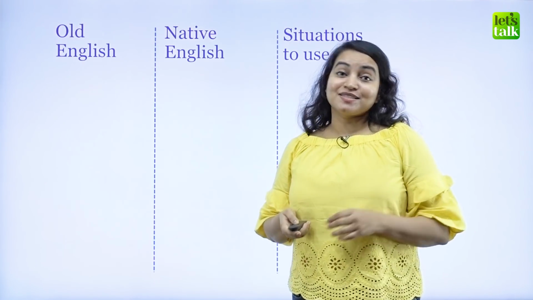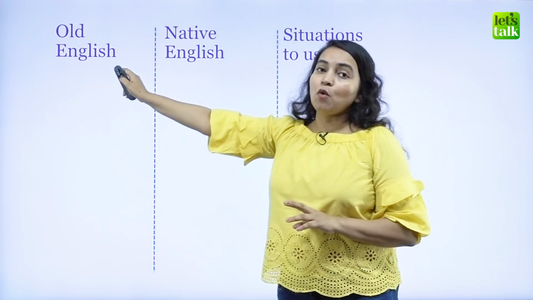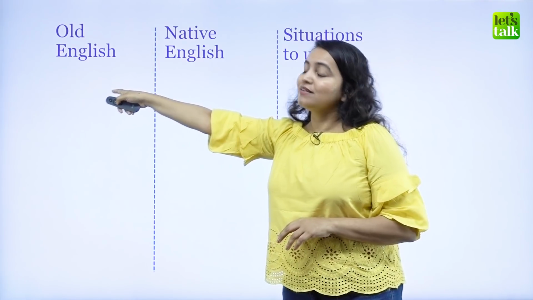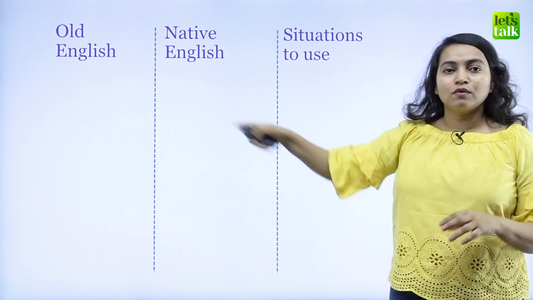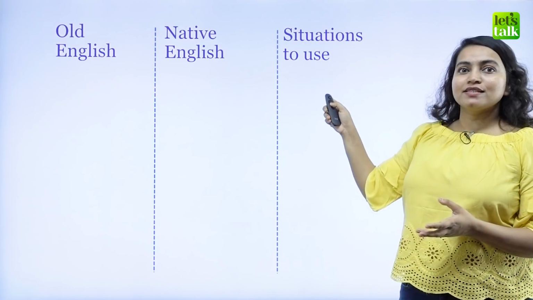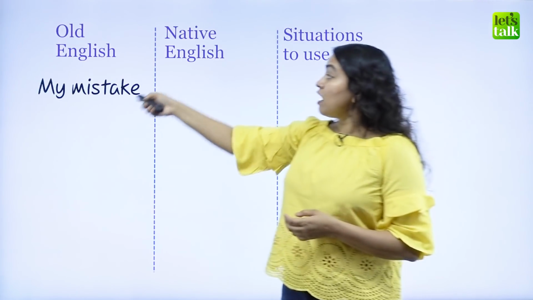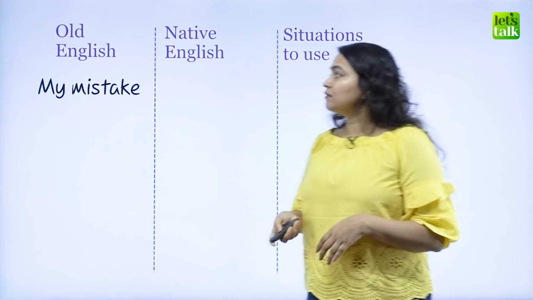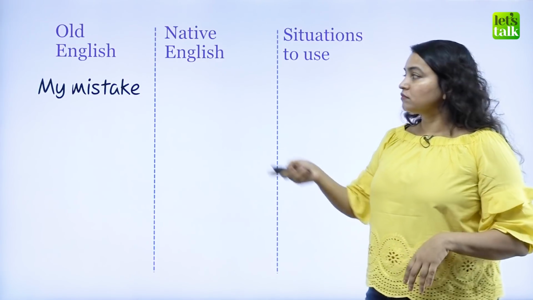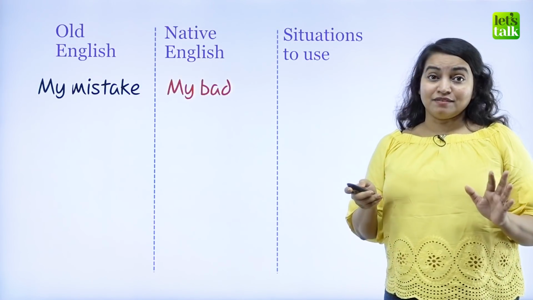But I'm going to help you find ways to use them in your conversation. So let's look at some native English phrases. I'm going to tell you what you're probably saying right now, followed by the correct or the native English way to say it. And then we will see how we can use them in conversations. A very common phrase, when you make a mistake, what do you say? My mistake. You could instead say, my bad.